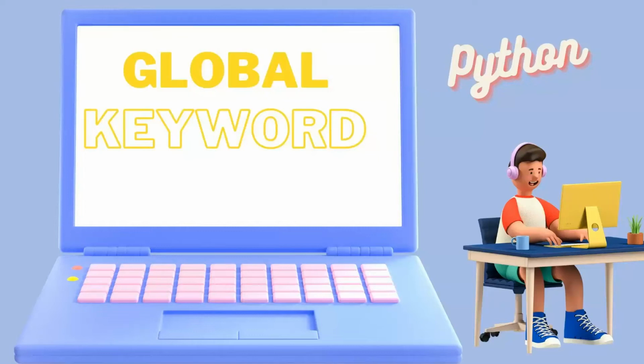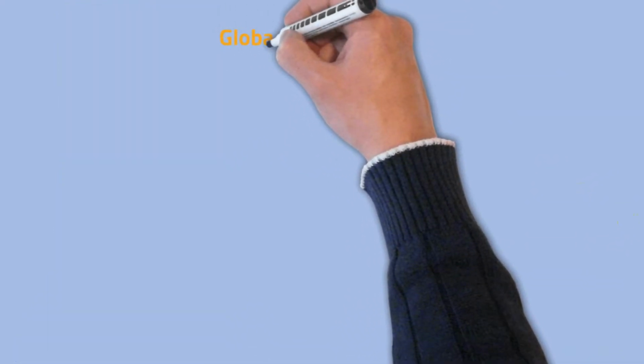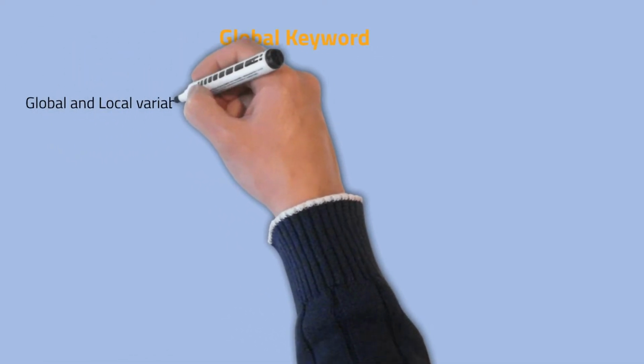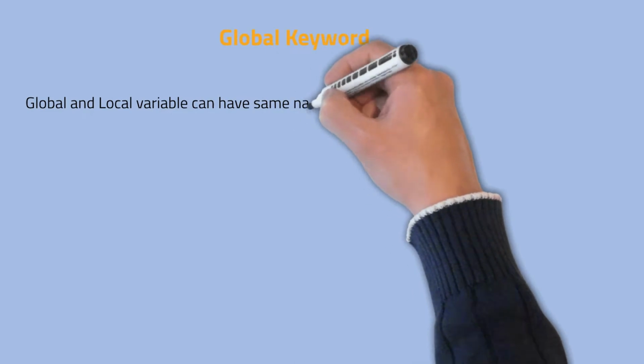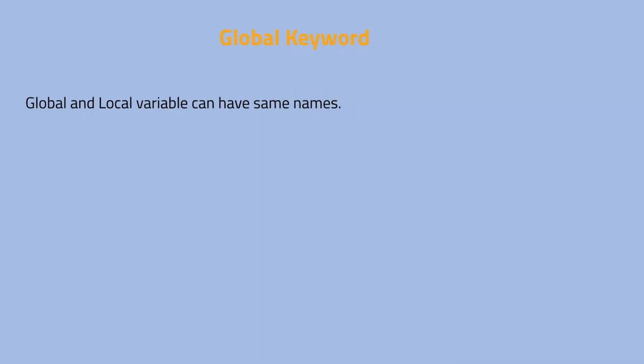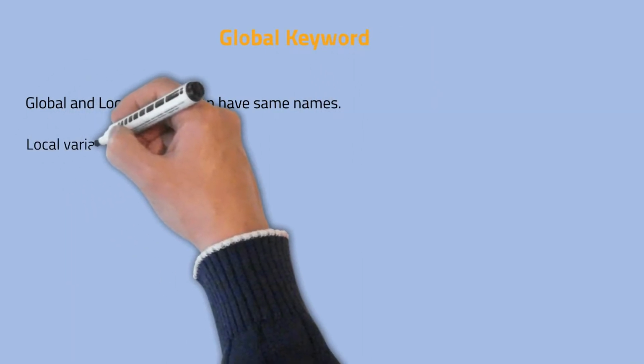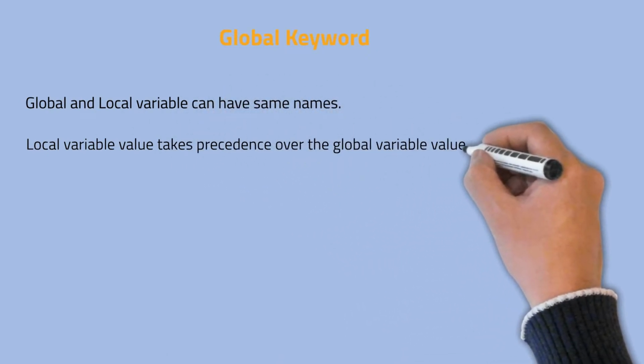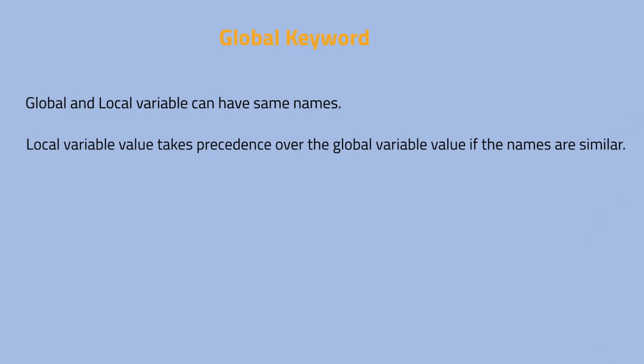In this video, we will discuss the global keyword used with the variables in Python. Before going to the global keyword, let's do a quick recap of what we discussed in the previous video on the scope of variables. Global and local variables can have the same names. If the variables with the same name are defined in different scopes, then it's allowed.